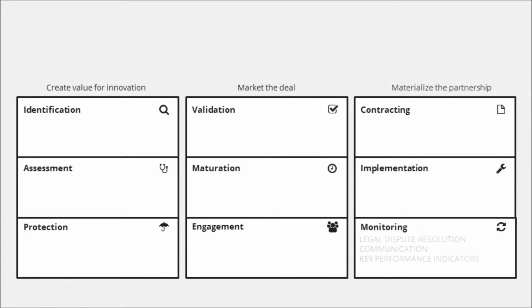The contracting, implementation and monitoring phases let the organization materialize the technology transfer partnership.